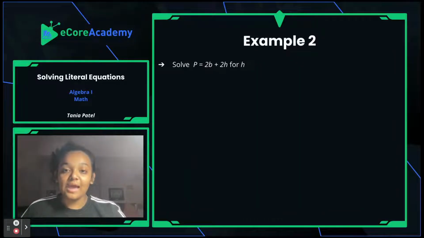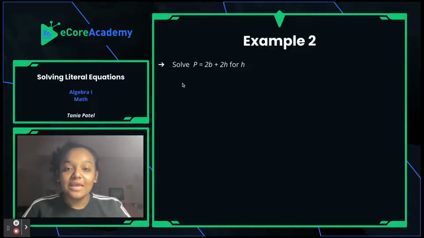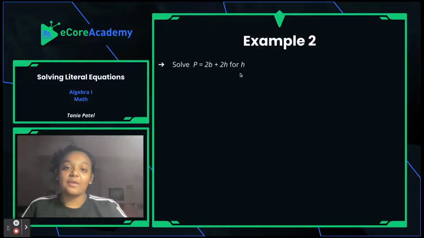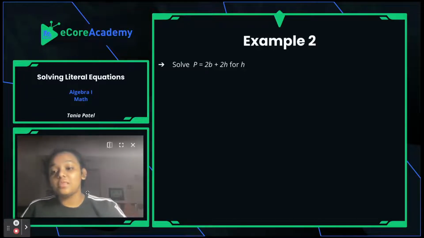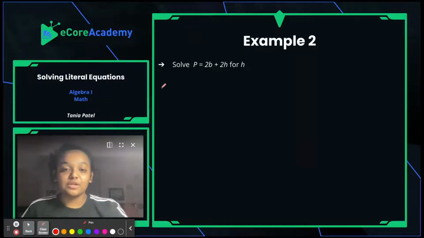But before we get into that, I do want to ask you, where does this formula seem familiar from? We just went over it in the other slide, so this should be a common one by now. This is the perimeter formula. Perimeter equals 2 times the base plus 2 times the height, and we're going to be solving for the height here. This is very similar to saying solve for x, but with different variables instead of numbers. We will combine a lot of that later on, but let's get started with this.